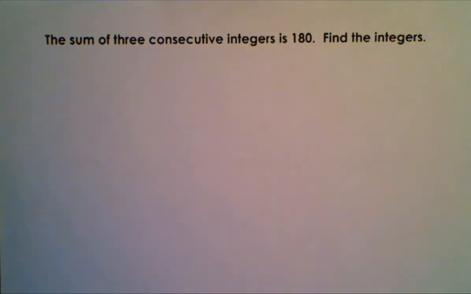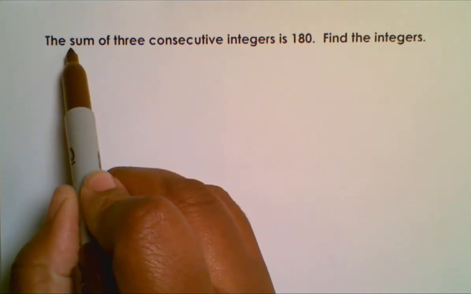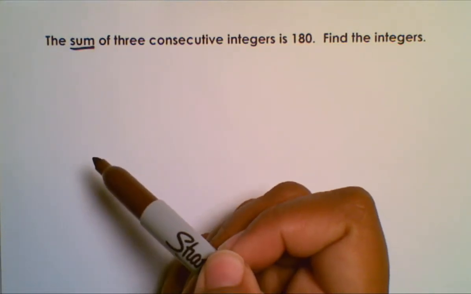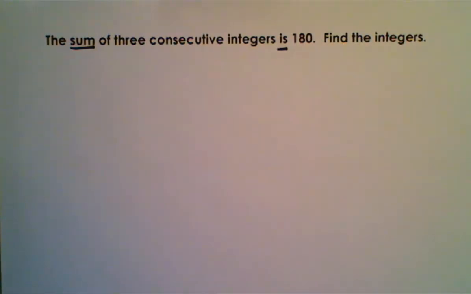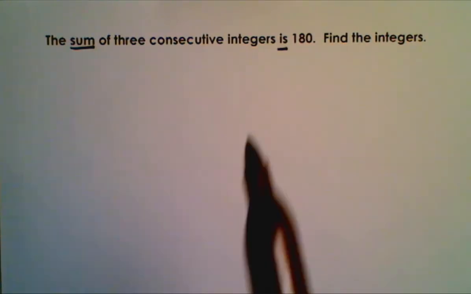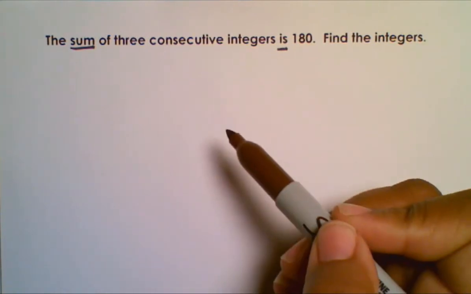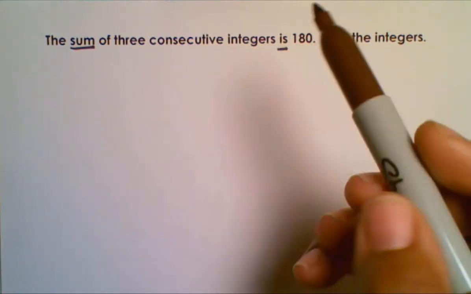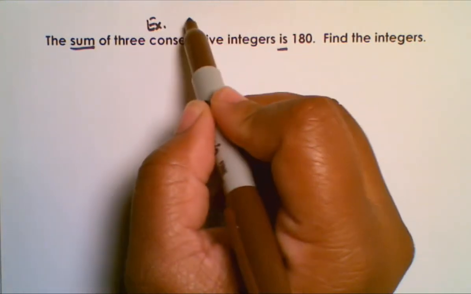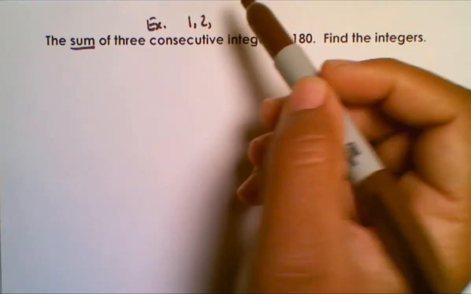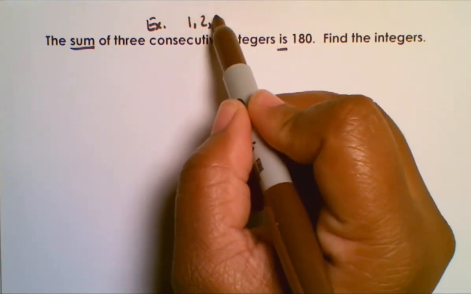We know that there are going to be three numbers that when we add them together, it will give us 180. So some keywords that we can identify here: sum of, meaning we're going to be adding, is, 180. Find the integers. When we're talking about consecutive integers, an example would be 1, 2, 3, 4, 5, 6, 7, 8, 9, 10.